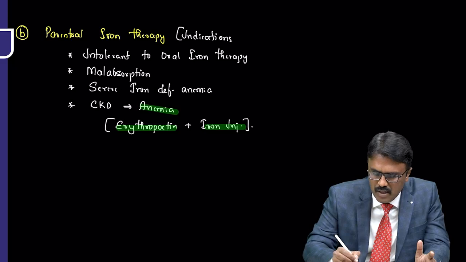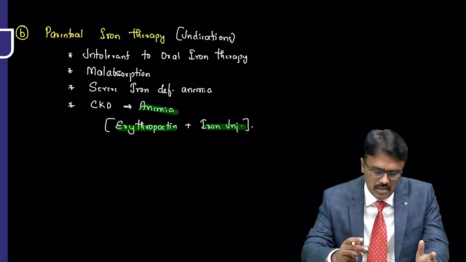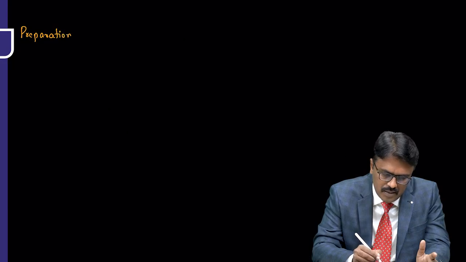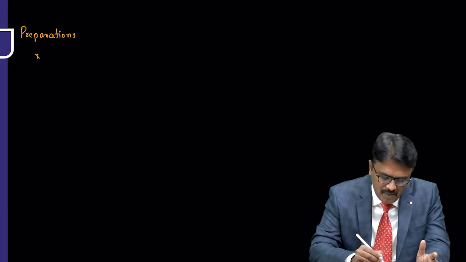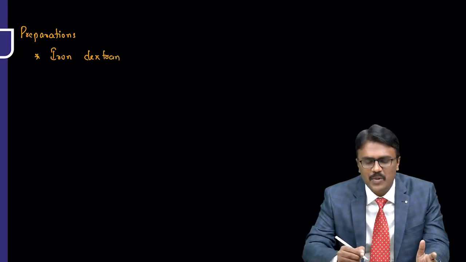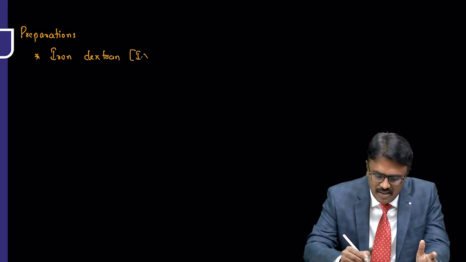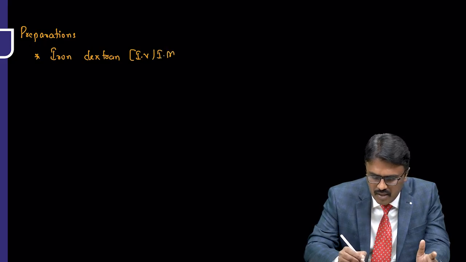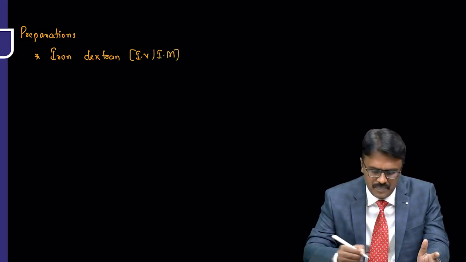Okay. So what are the preparations then? What are the injections available? Preparations. What are the names? Number one, a drug called iron dextran. You can give it IV as well as IM, no problem. You can give it into the muscle or into the vein.